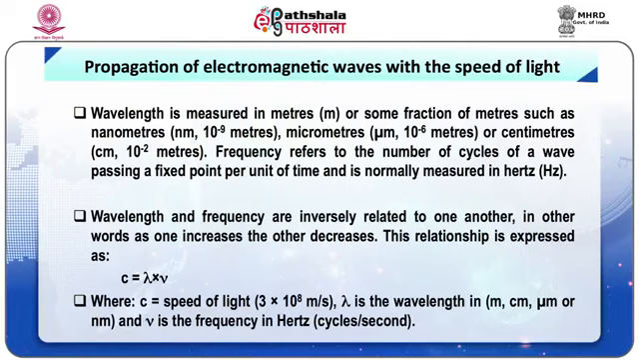Wavelength and frequency are inversely related to each other. In other words, as one increases, the other decreases. This relationship is expressed by the equation c = λν, where c is the speed of light, which is 3 × 10^8 meters per second, λ is the wavelength in meters, centimeters, micrometers or nanometers, and ν is the frequency in hertz, which is cycles per second.